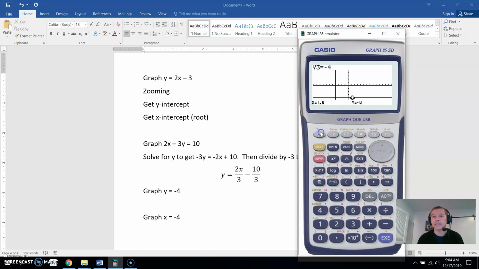Let me see if I can trace it. Now I'm on this line, the horizontal line. If I arrow up, I can get to a different graph. So now I can only get to it. I don't think I can trace along that line, but there's the line. X equals -4 is a vertical line at x equals -4 on the x-axis, going up and down right there. So I'll stop that video right there.